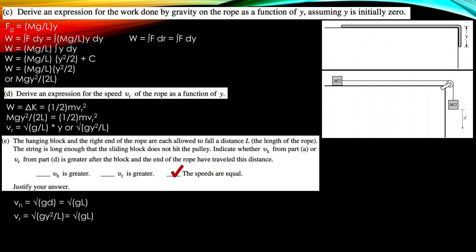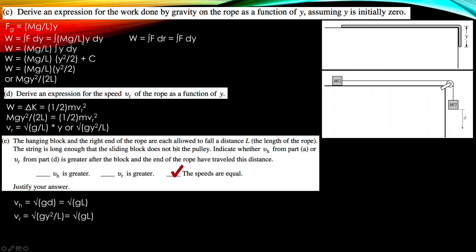So part C says to derive an expression for the work done by gravity on the rope as a function of y, assuming y is initially 0. Okay, so we found out in the last part, this is the force of gravity. Work done is defined by F dot dr, or the integral of F times dr. In this case, it's following a distance y, so we're just going to replace r with y. Not a big deal. So the work done is equal to the integral of F dy. F we found here was Mg over L, all of that times y, and then dy.